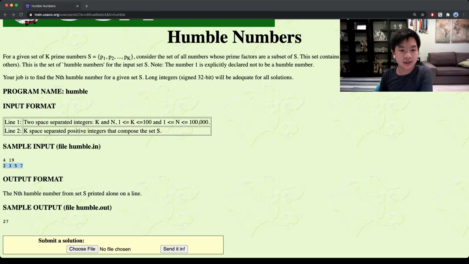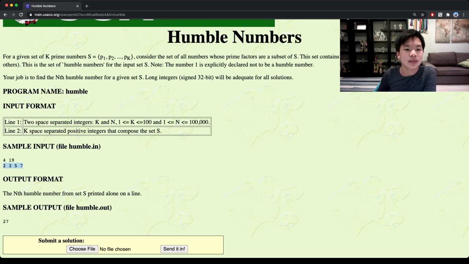Hello everyone, today we're going to look at USACO training humble numbers. In this problem we're given a list of some primes P1, P2, P3 to Pk. Then we're given a number n where we're supposed to find the nth humble number.